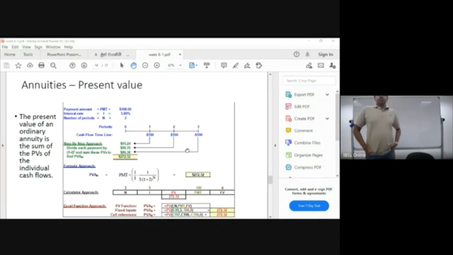Annuities present value. Receiving $272.32 today is the same as receiving $100 over the next 3 years at a discount rate of 5%. I repeat, receiving $272.32 today is the same as receiving $100 each year for the next 3 years at a discount rate of 5%. Understood? Chamari, is that clear? Okay, so any more questions?